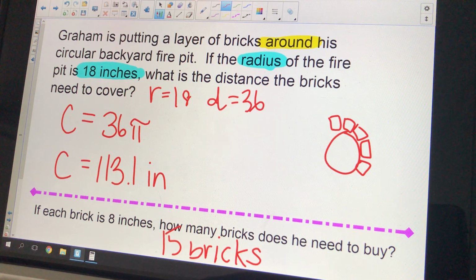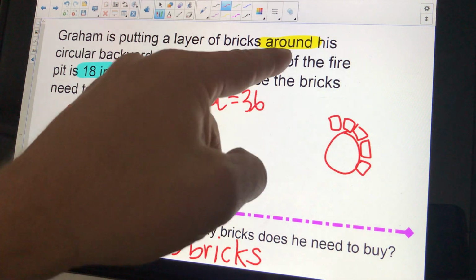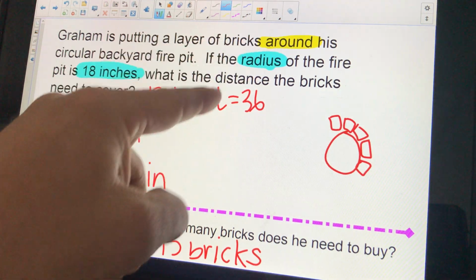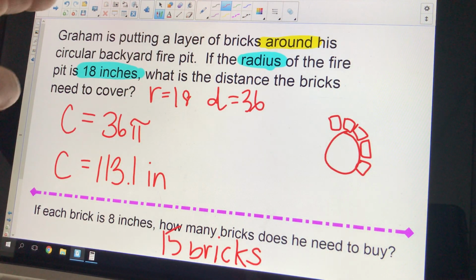You might have to cut one in half, might have to get a small part of one, okay? So he needs 15 bricks, okay? That is a classic circumference problem because we're going around, they've given us the radius, we find the diameter, go from there. Let's read the next one.